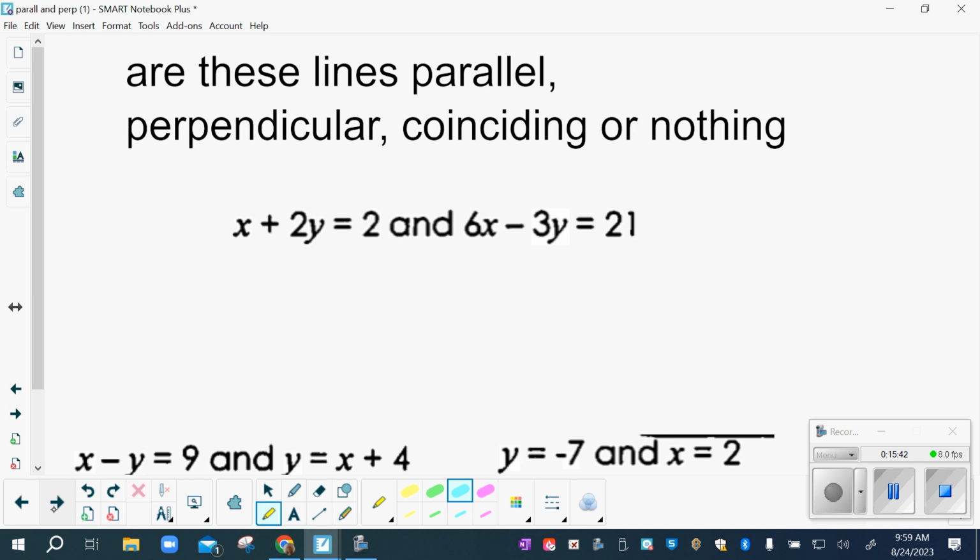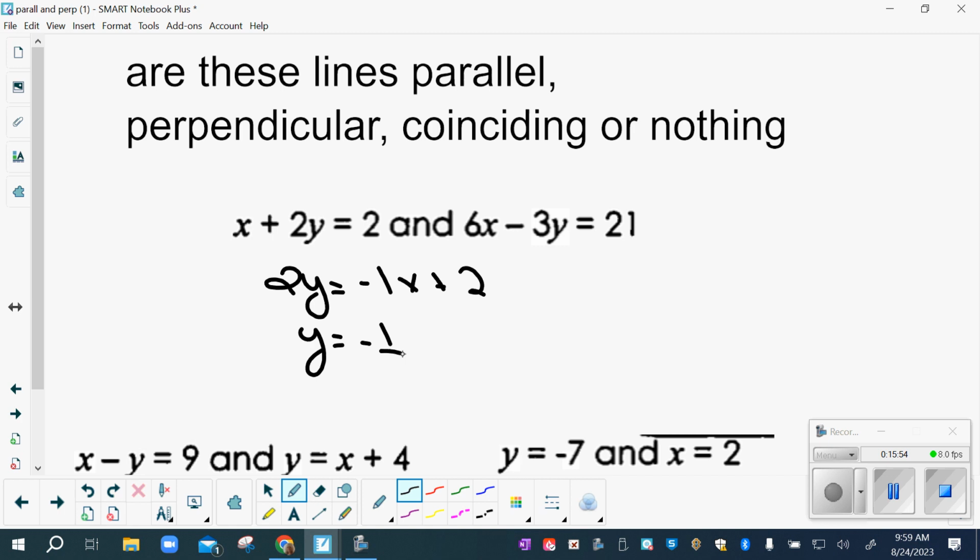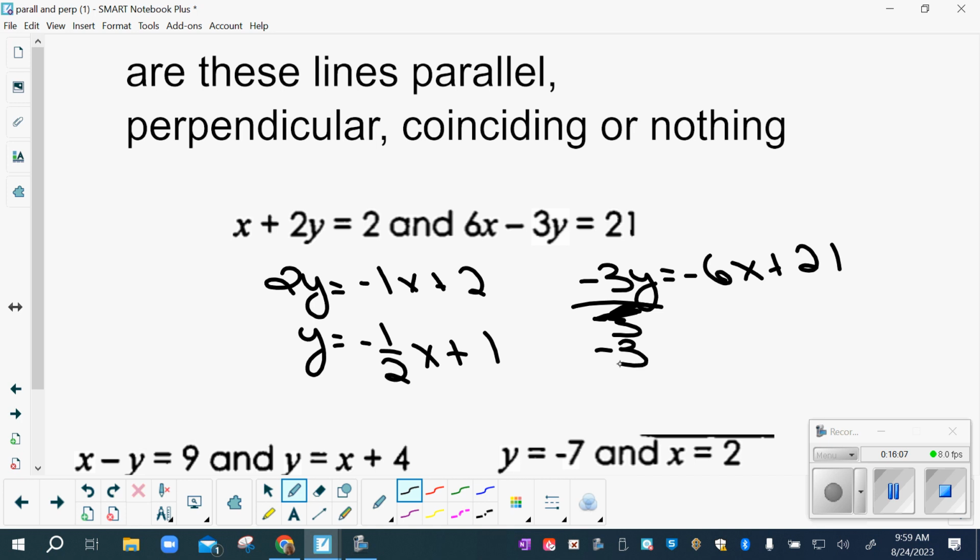Hey, so here's what I'm getting. I'm going to say 2y equals negative 1x plus 2. Y equals negative 1/2 x plus 1. I'm going to do this guy: negative 3y equals negative 6x plus 21. Divide by negative 3, divide by negative 3, divide by negative 3. Y equals 2x minus 7.